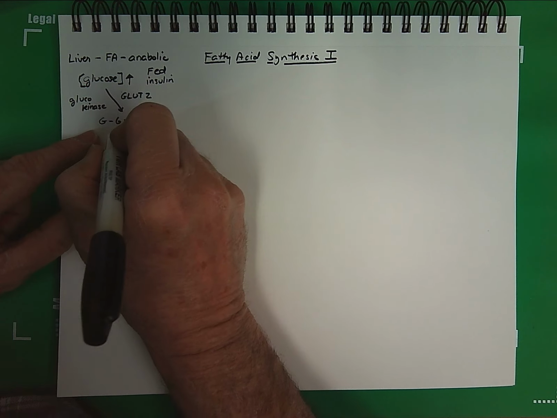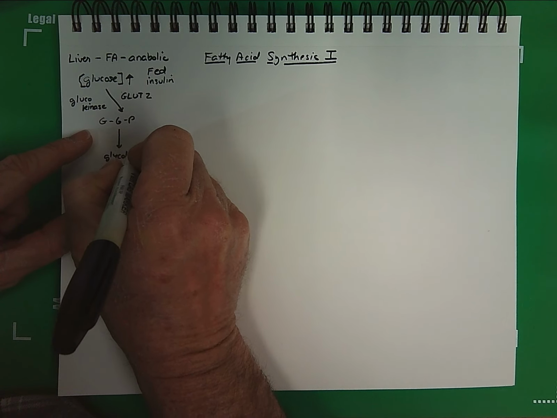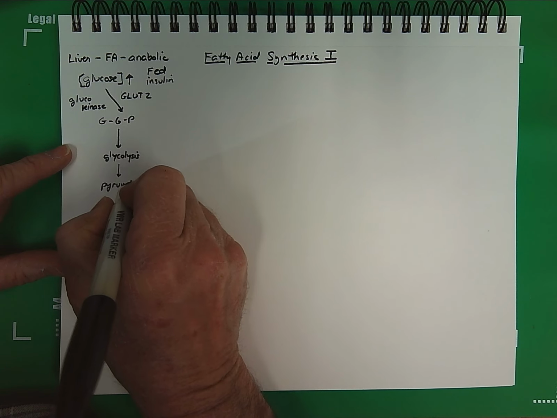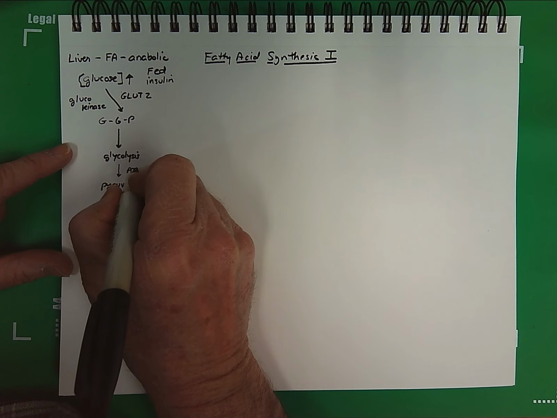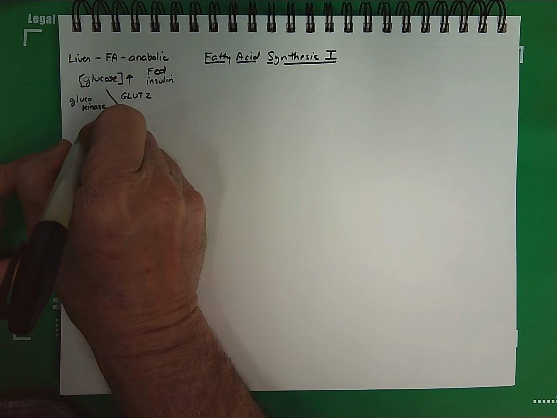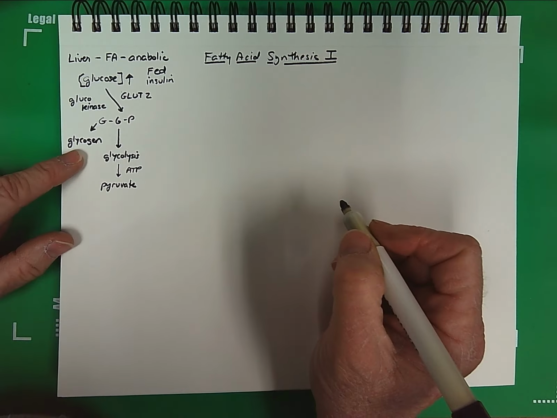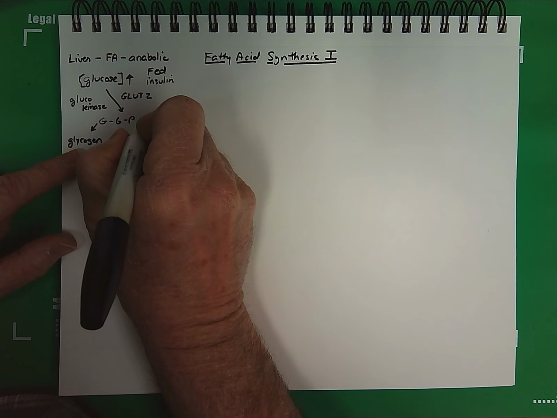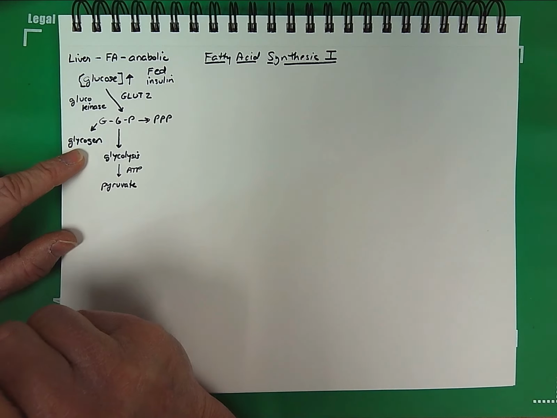Now, the glucose 6-phosphate can be processed through glycolysis with its end product being pyruvate, generating energy. The other two pathways that we can have, of course, in the liver is to take the glucose 6-phosphate and use this to synthesize glycogen. And of course, this glycogen, the glucose stores in the liver, are for the fasting state. The other pathway that we can take with glucose 6-phosphate is the pentose phosphate pathway.